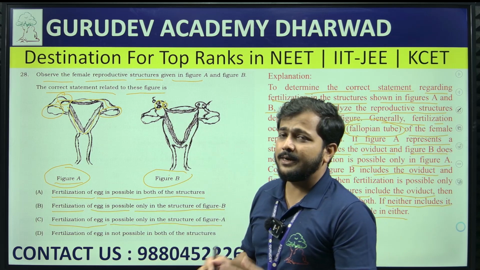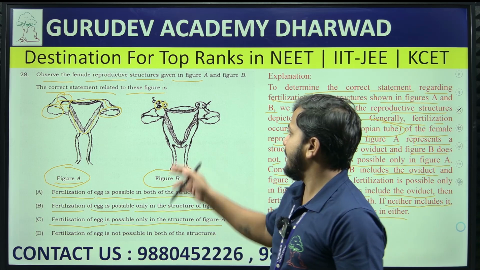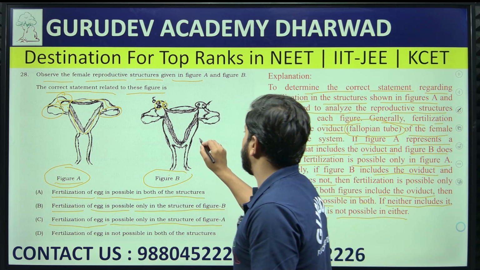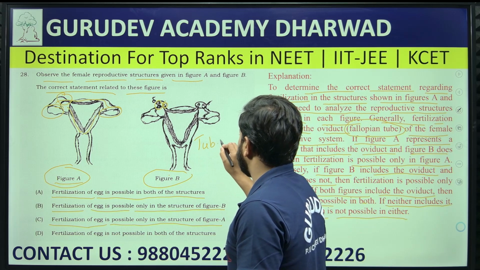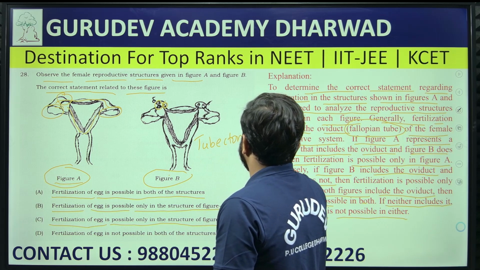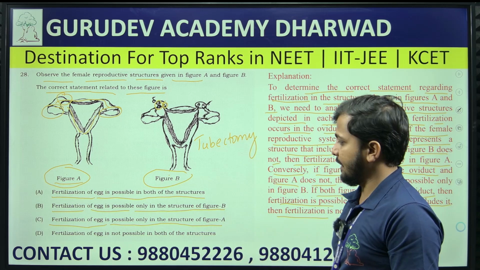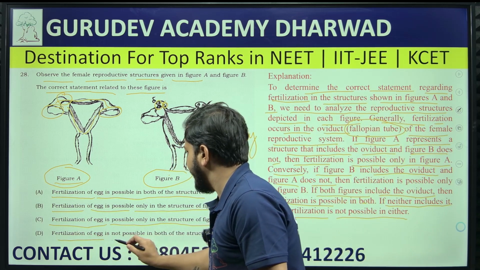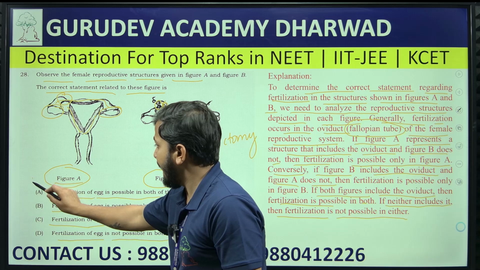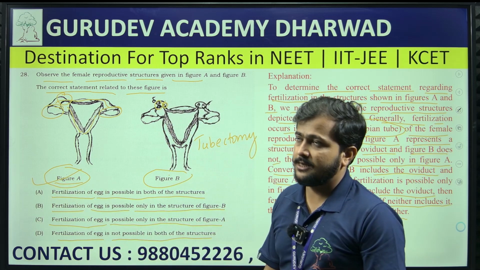Here, what they have done is they have cut this. This particular methodology we are going to call tubectomy. So this methodology is known as tubectomy, right? Then fertilization of egg is not possible in both of the structures. So only with respect to figure A, fertilization is going to take place.